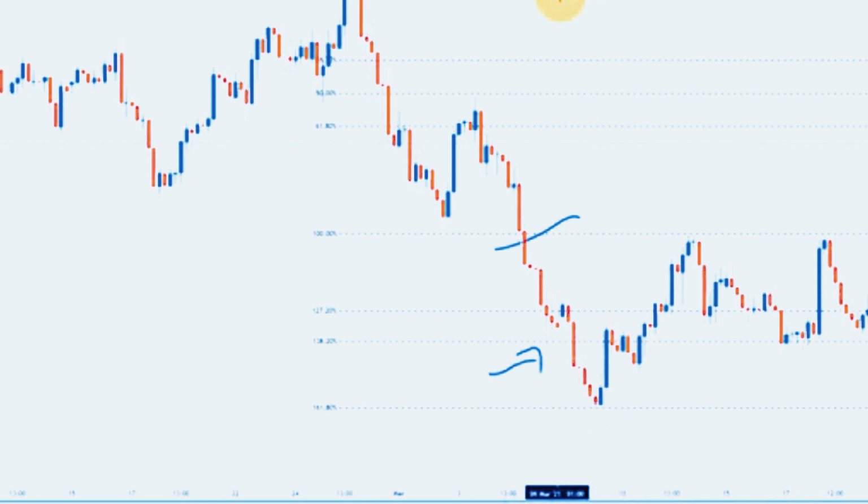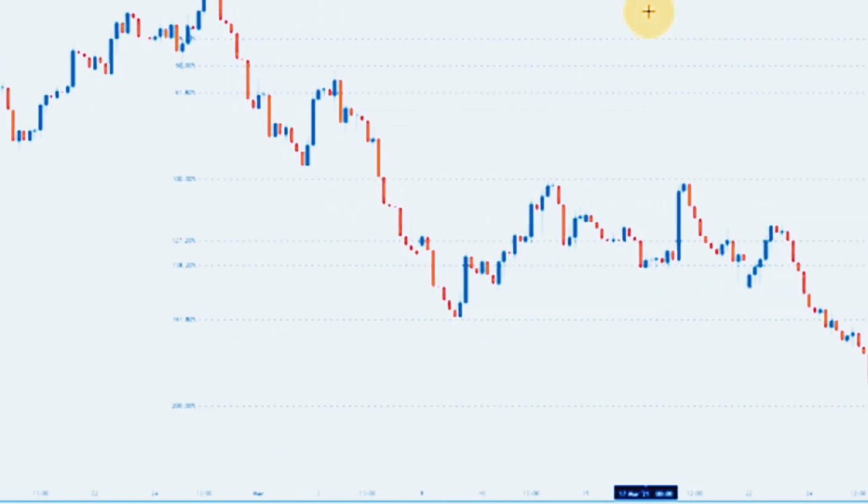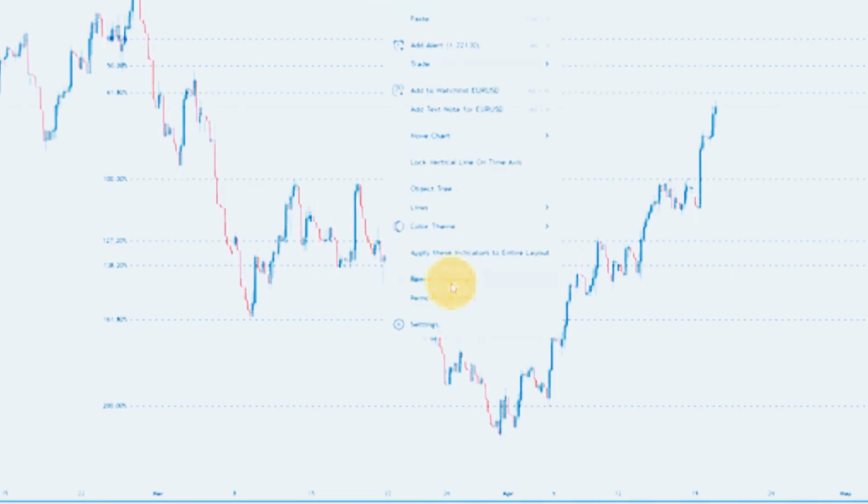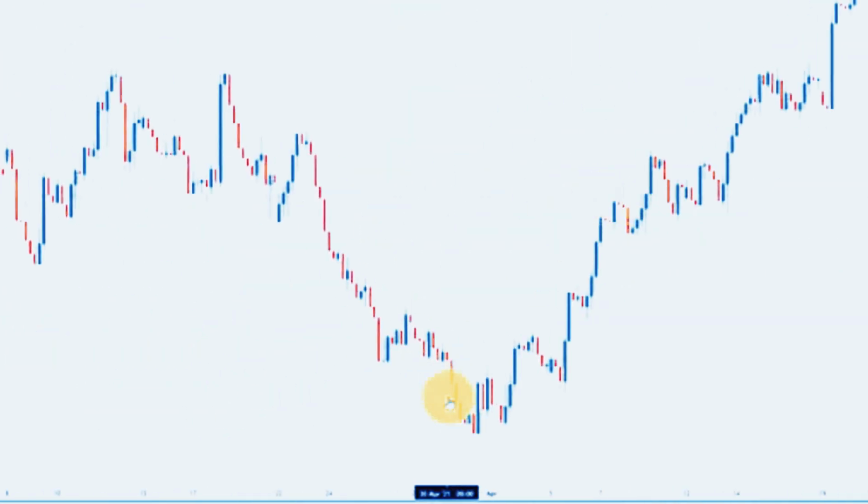Fibonaccis may be so popular and so powerful because they are used by algorithms or algo trading or high frequency traders, because Fibonaccis are very easy to program into an algo, and therefore it may be why they are so powerful. And let's take a look at a new trend.